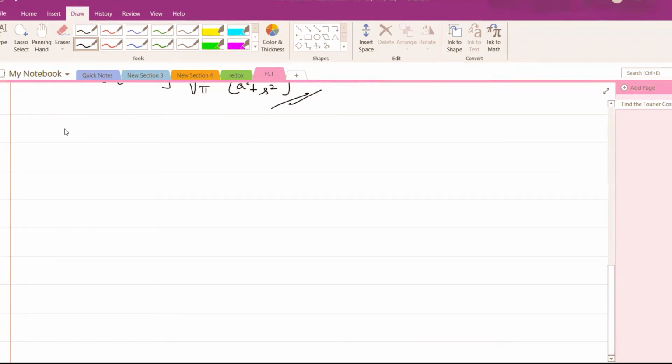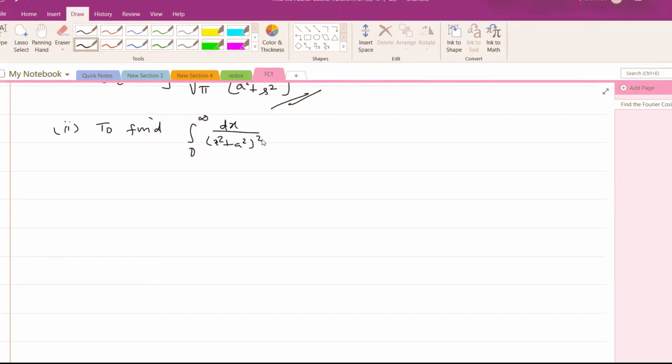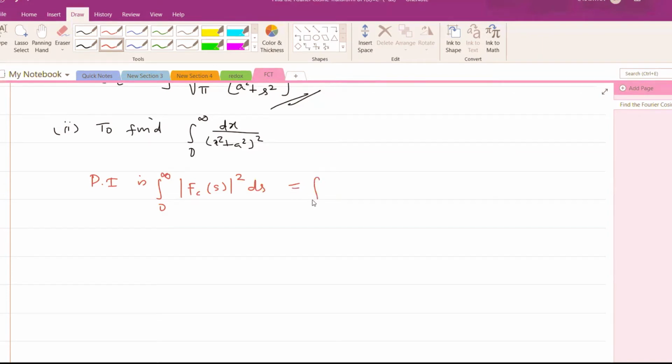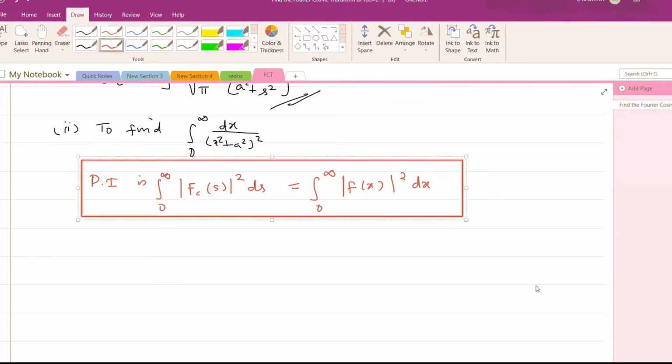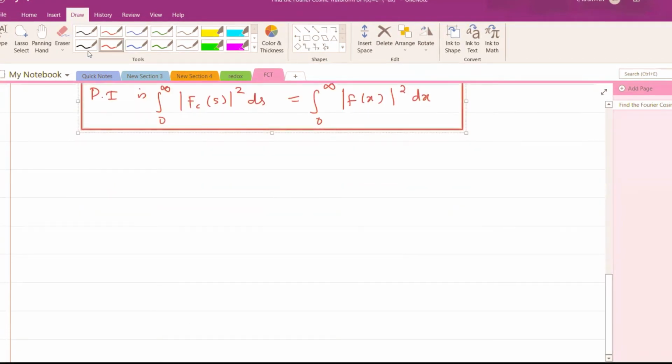Next, we are going to find integral 0 to infinity dx divided by x square plus a square the whole square. So for this, we have to apply the Parseval's identity formula. Parseval's identity is integral 0 to infinity modulus of Fc of s the whole square into ds, which is equal to integral 0 to infinity modulus of f of x the whole square into dx. In Parseval's identity formula, we can directly substitute the value of Fourier cosine transform of e to the power minus ax and f of x value.